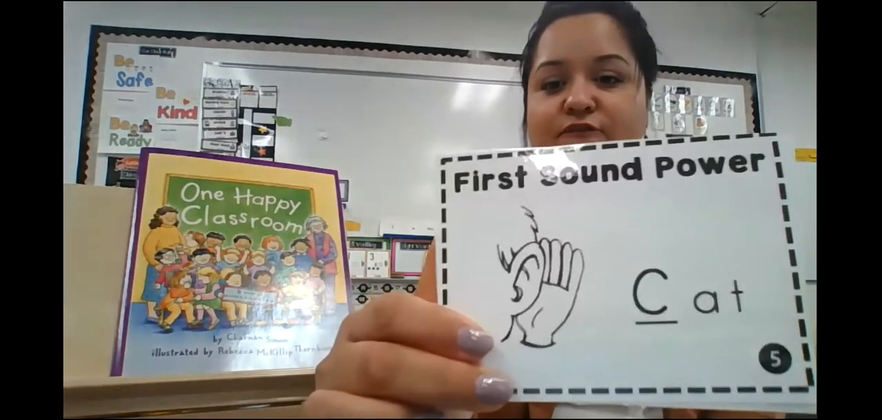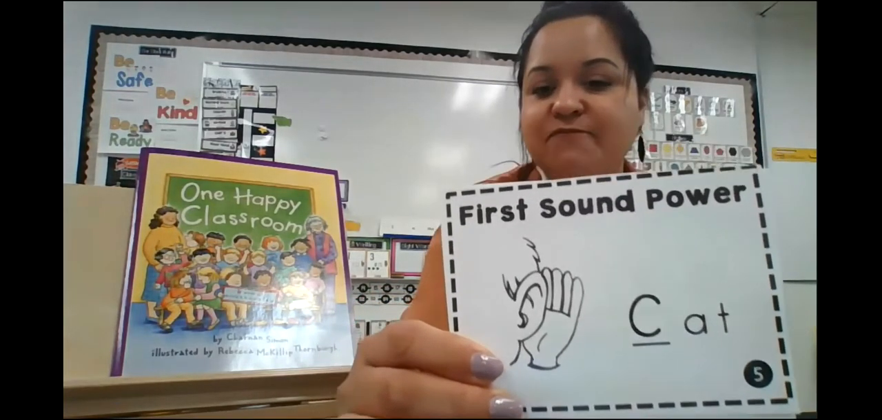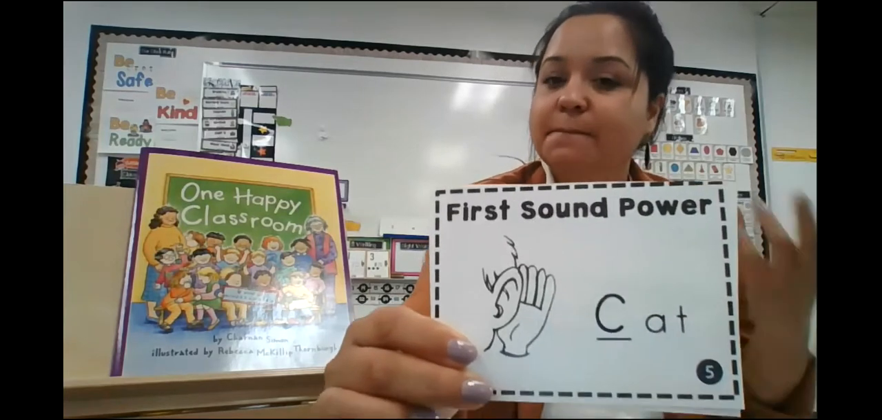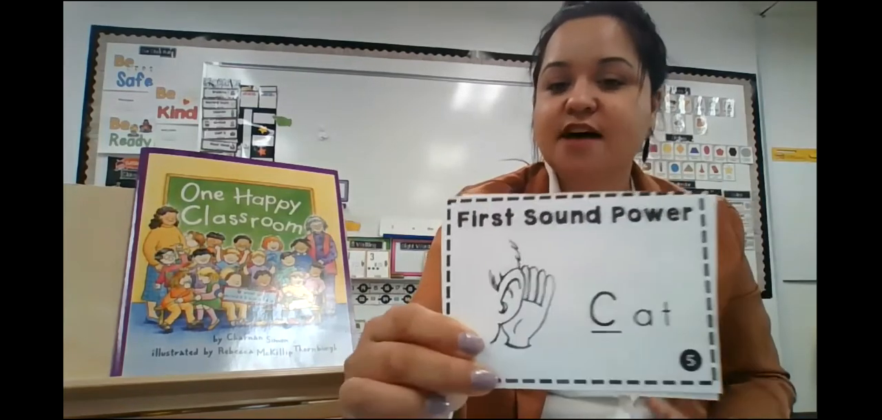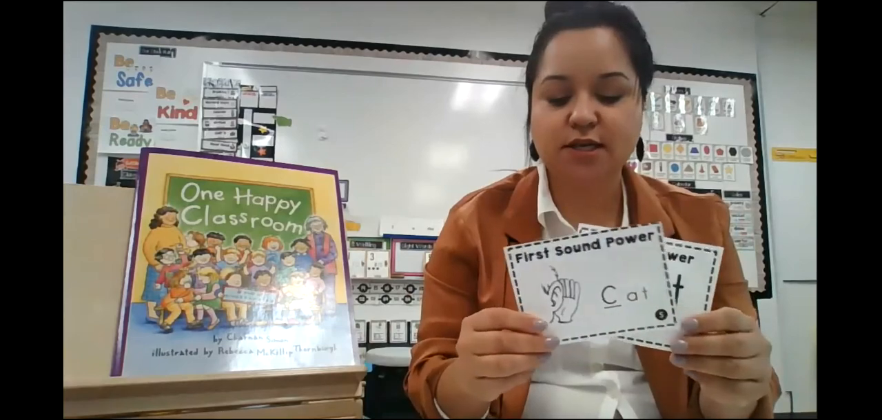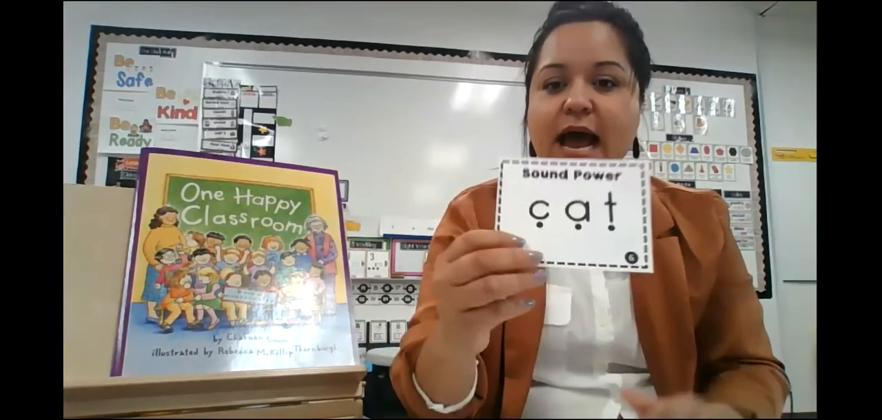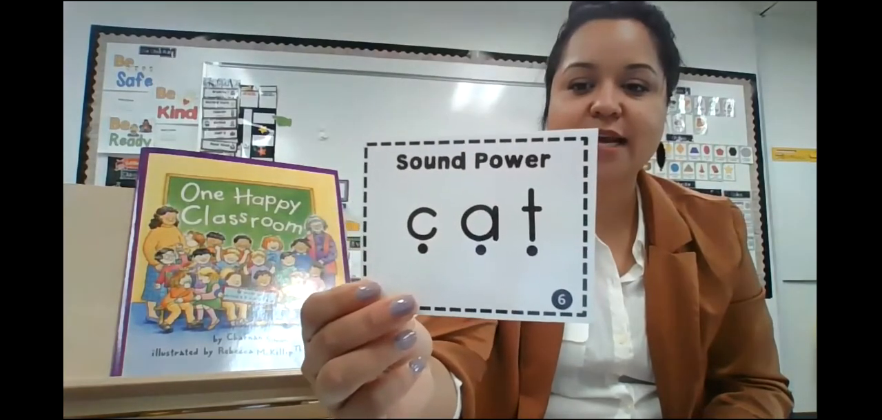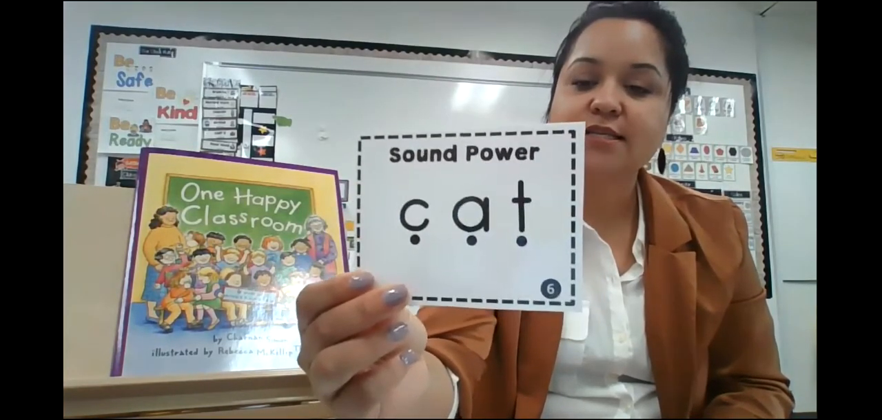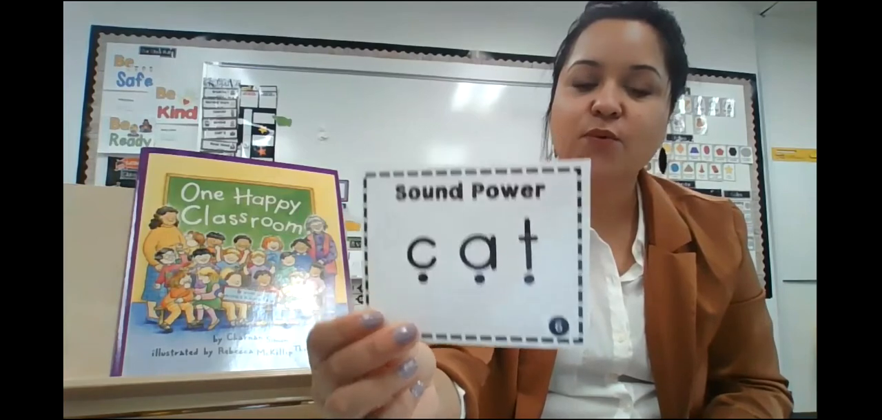Also, to use the first sound, find the name of the letter, make the sound that the letter makes, and that will give us a clue of what the sound or the word is. All right, and this one is that when we put sounds together, we can read the word. All right, so that was a good review from yesterday.